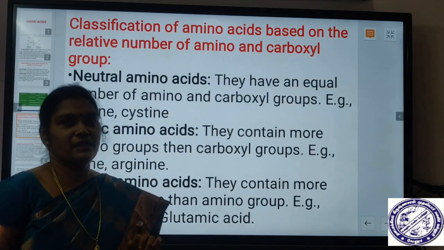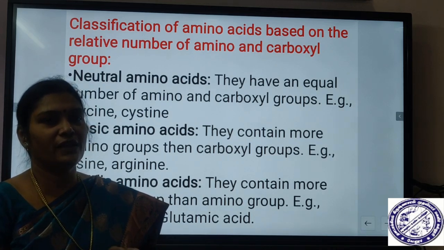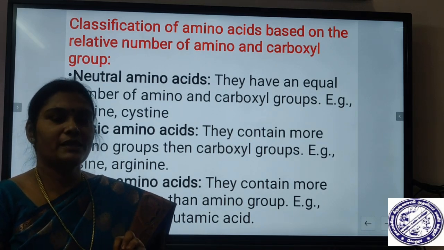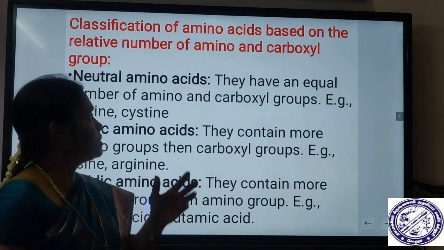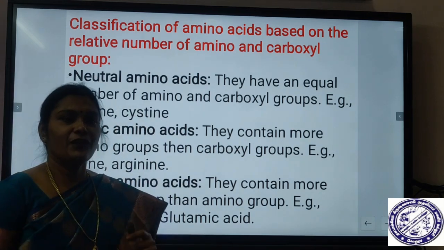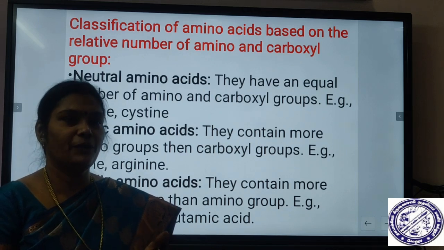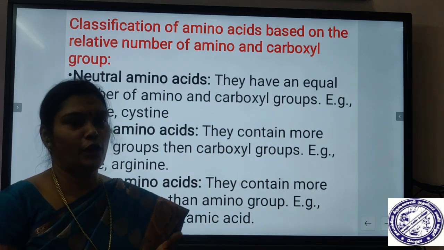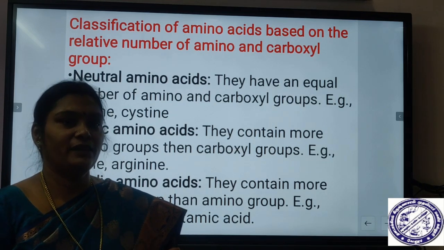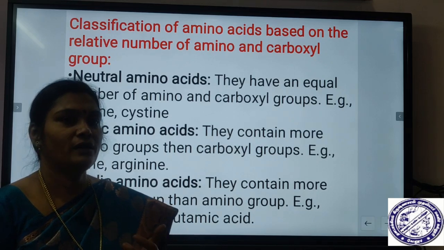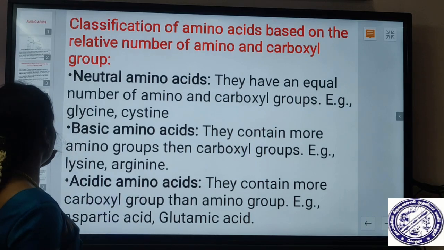Based on the charges, that is the number of amino groups and carboxyl groups present in the amino acid, they are classified into three categories. If an amino acid contains an equal number of amino groups and carboxyl groups, they are said to be neutral amino acids. If it contains more amino groups than carboxyl groups, they are basic amino acids. Similarly, when a compound contains more carboxyl groups than amino groups, it is an acidic amino acid.